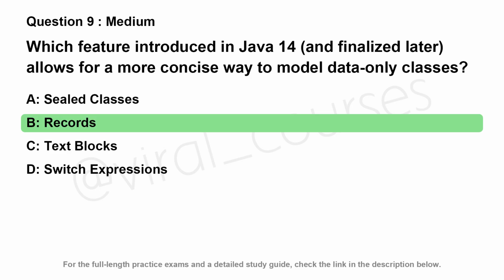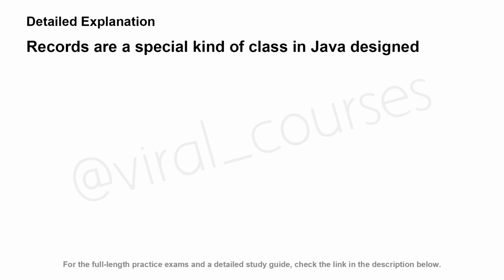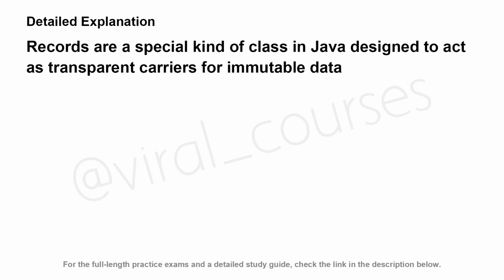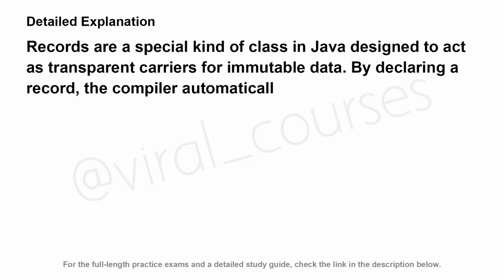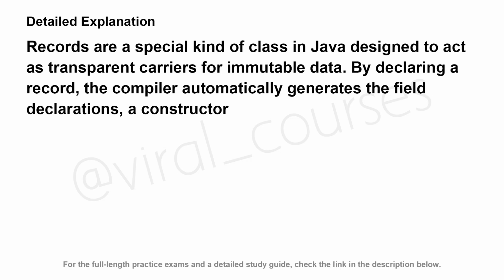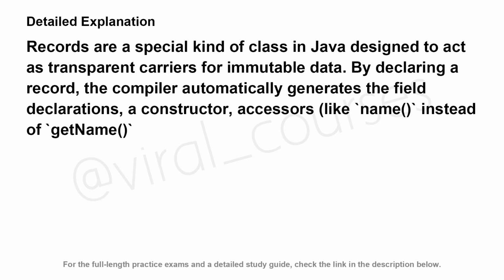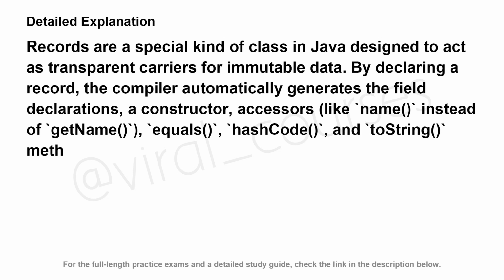The correct answer is B. Records are a special kind of class in Java designed to act as transparent carriers for immutable data. By declaring a record, the compiler automatically generates the field declarations, a constructor, accessors like `name()` instead of `getName()`, and `equals`, `hashCode`, and `toString` methods.